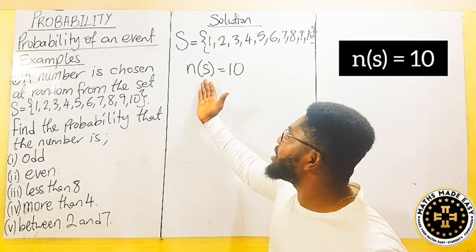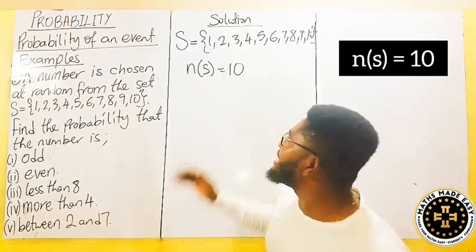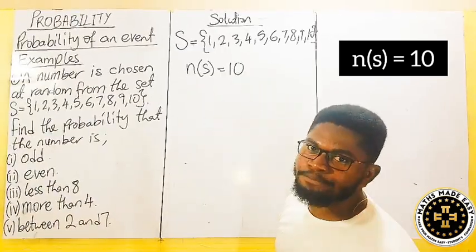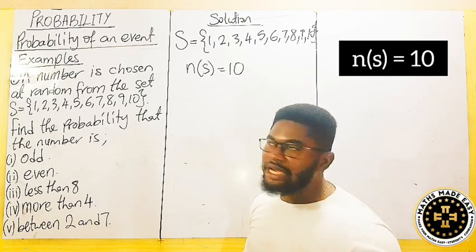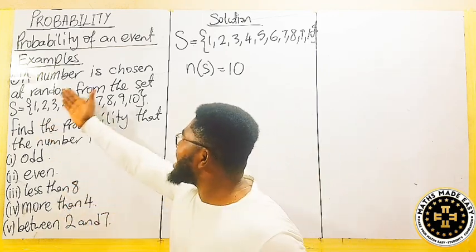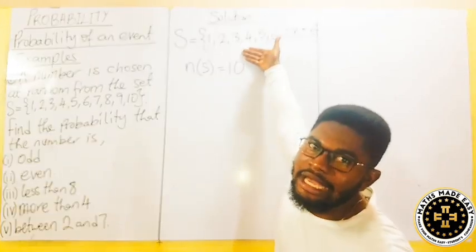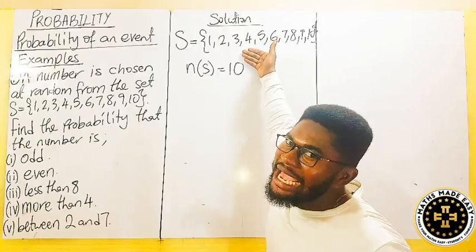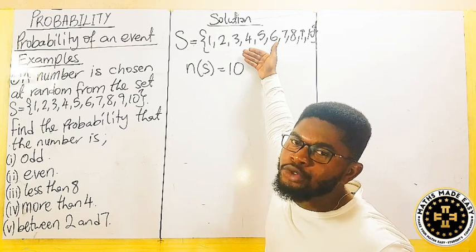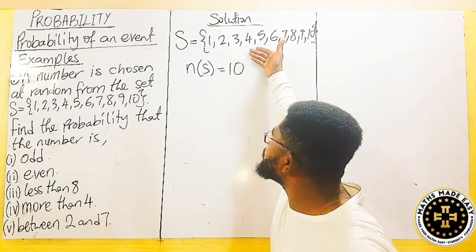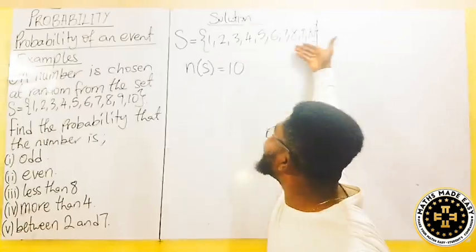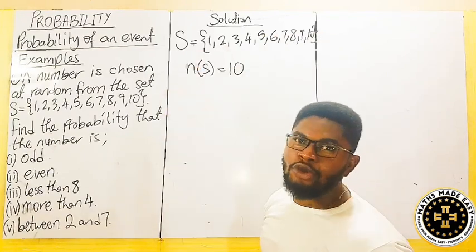And that is what we refer to as a sample space. Don't forget, the value here is 10. Now let's continue. It says that a number is chosen at random, meaning that we are going to choose a number randomly, without being biased. So here we don't want to be biased. We are selecting a number at random.